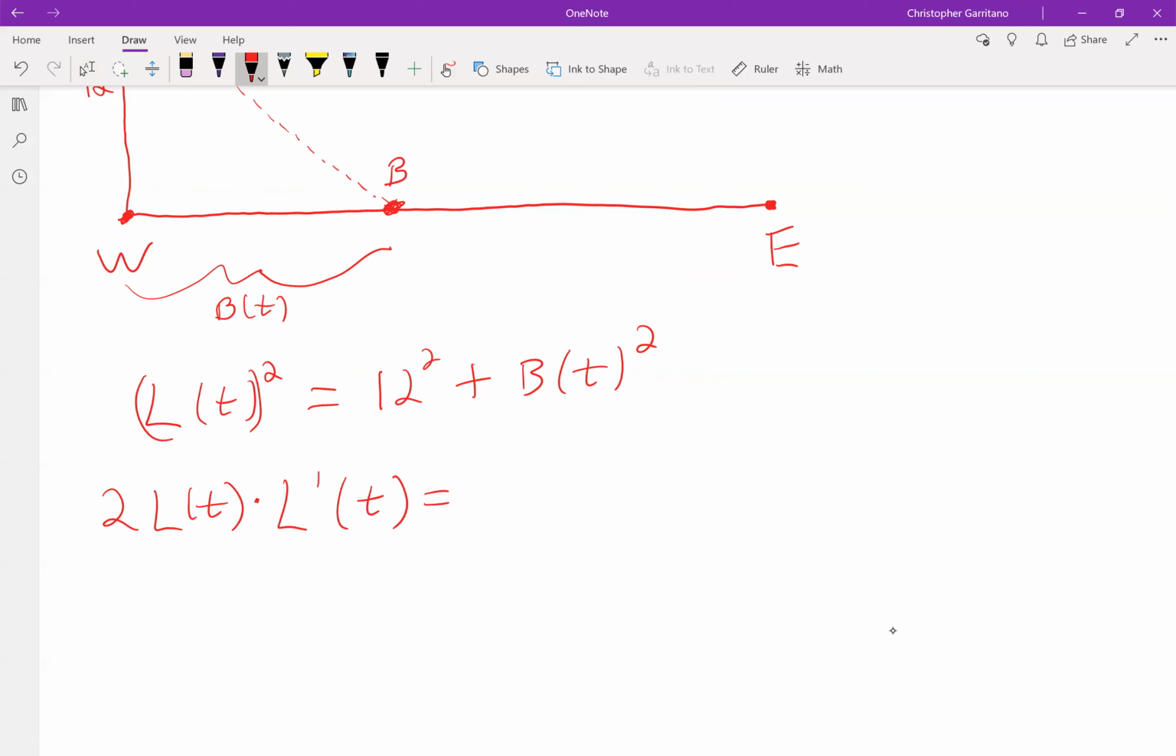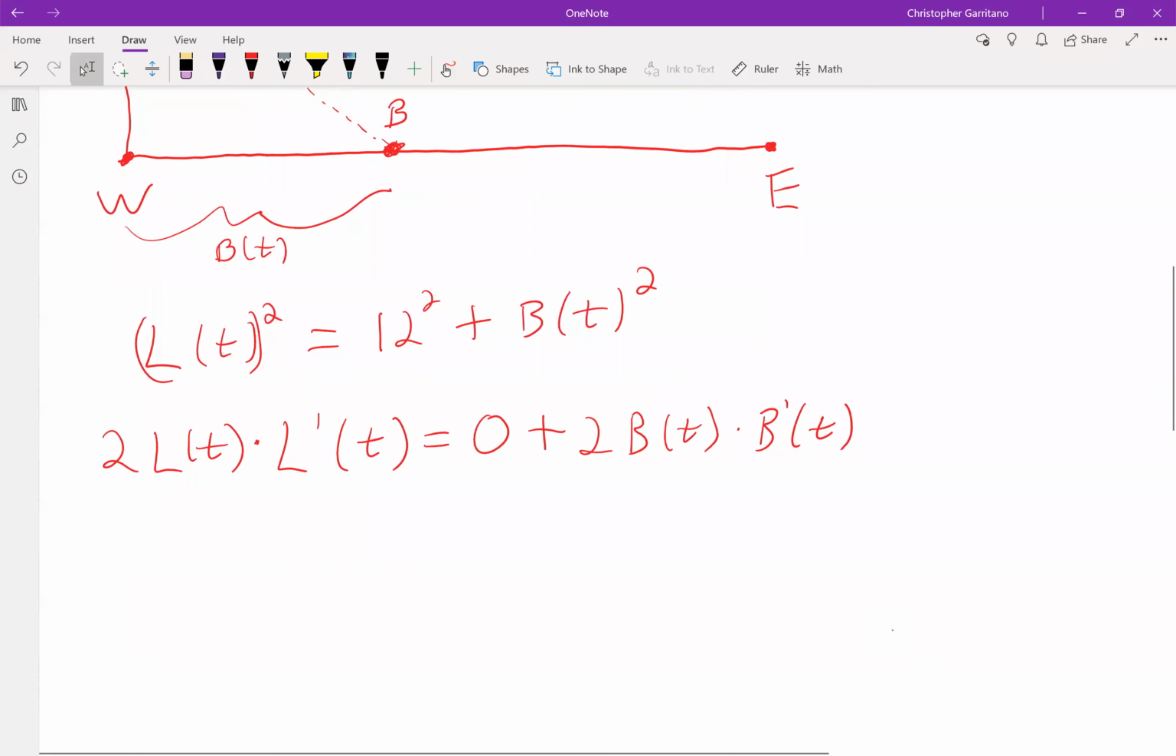Okay, so we have 2 times L of t times L prime of t is equal to, all right, now what's the derivative of 12 squared with respect to time? Well, that's just 0. And that should make sense, because that tells us that as time moves on, the light pole is not changing height. And now we move on to this last term, same as what we just saw with the L function: power rule, chain rule. Okay, we have this equation.